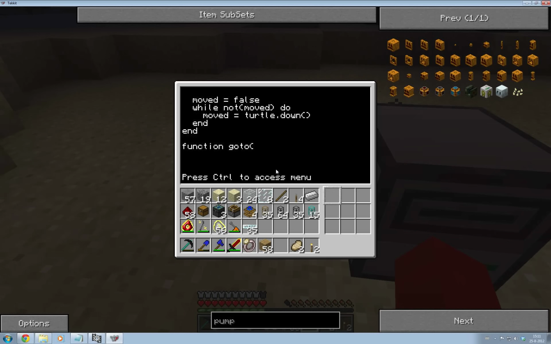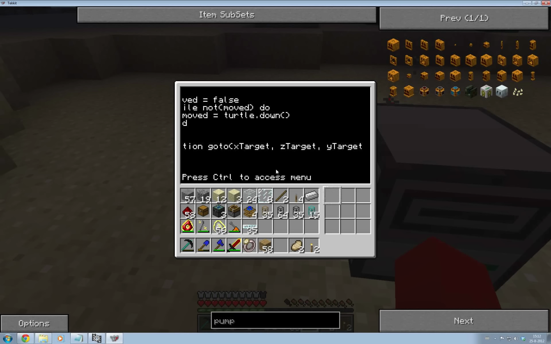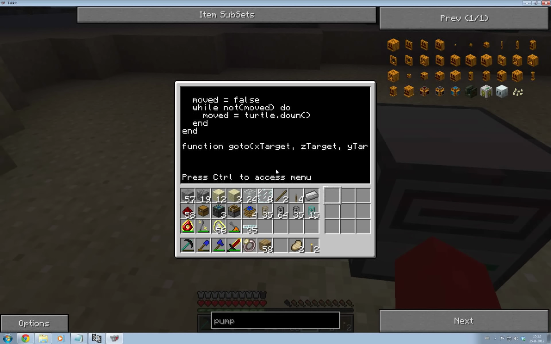Now to do this, this is going to be our first function that uses variables or parameters that are given to the function and then can be used in the function. So what we're going to do is give it the parameters x target, z target, and y target. And these are going to be the coordinates that we want the robot to go to. Or the turtle, I should say. Don't know why I'm calling it a robot all of a sudden. That's kind of what it is.